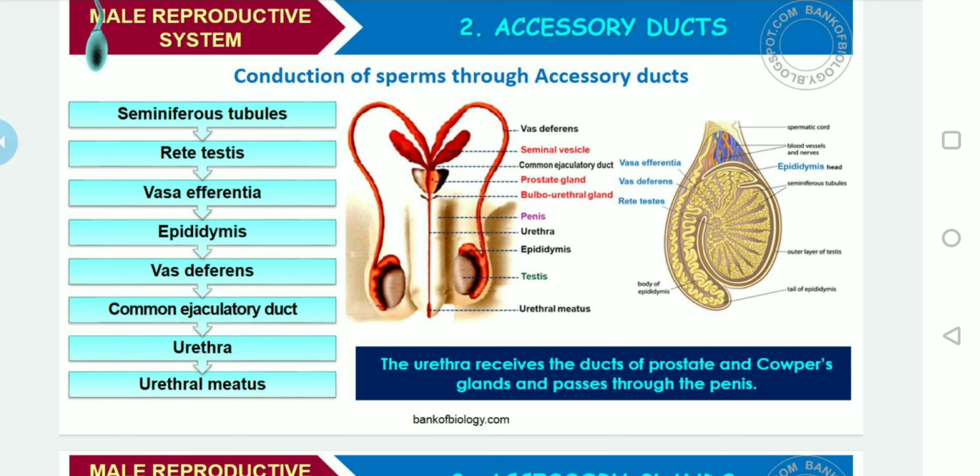Then finally the urethra originates from the urinary bladder and extends through the penis to its external opening, which is called the urethral meatus.